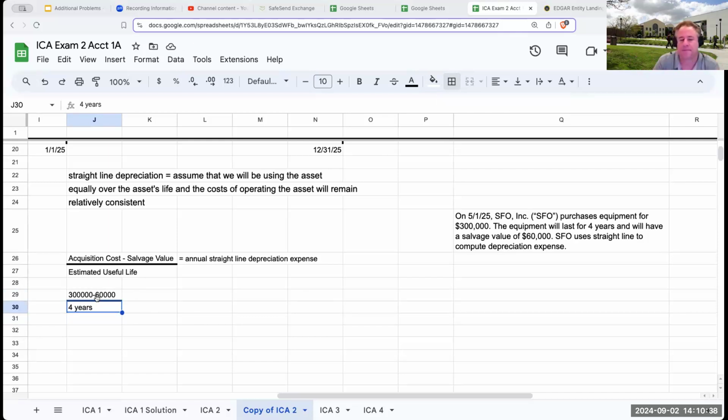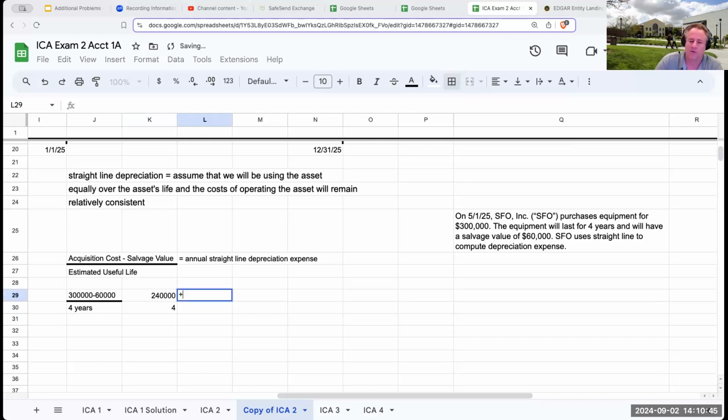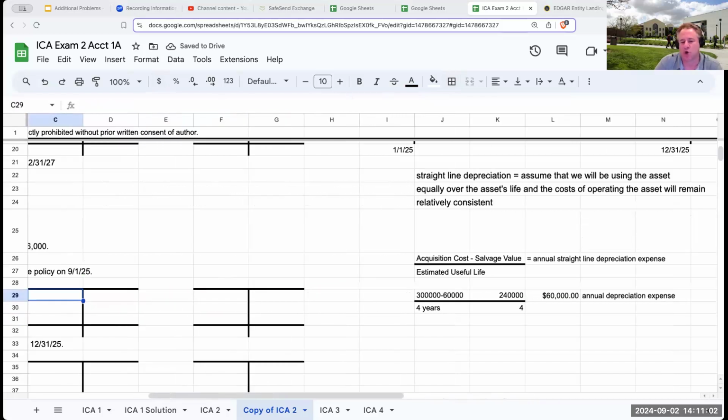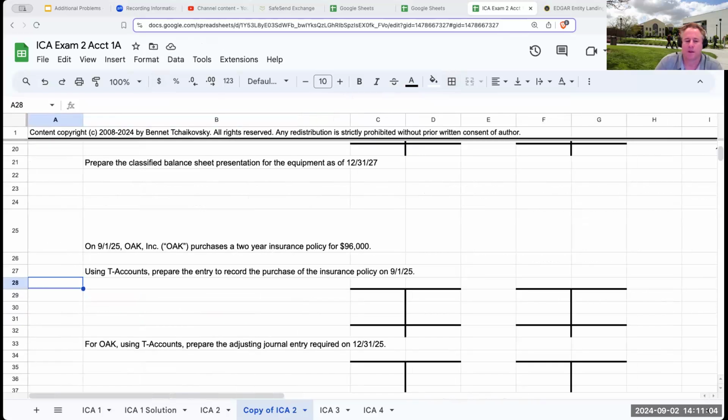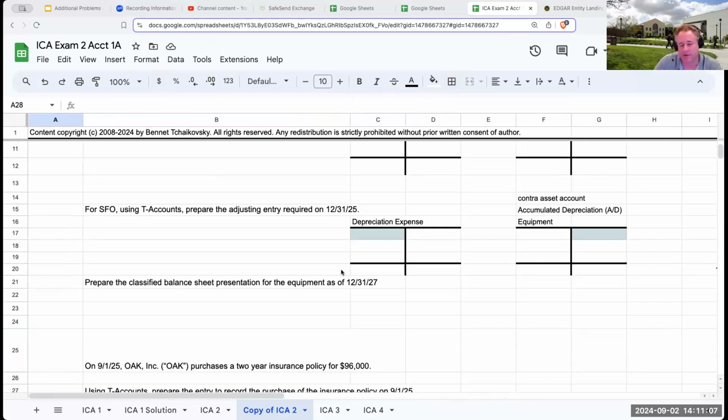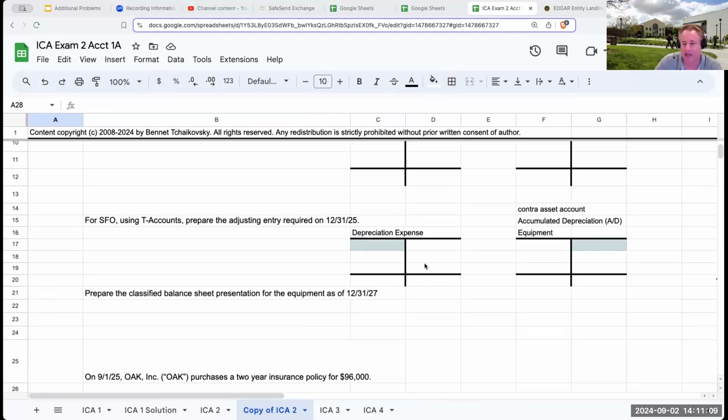$60,000. There you go. Okay, so using high-powered math, we get 240,000 divided by 4, or depreciation expense of $60,000. My annual depreciation expense is going to be $60,000 per year. Okay, so I come over here and it just happens to be equal to salvage value. That's not always going to be the case. It's just I was trying to get a nice round number, and there you go.